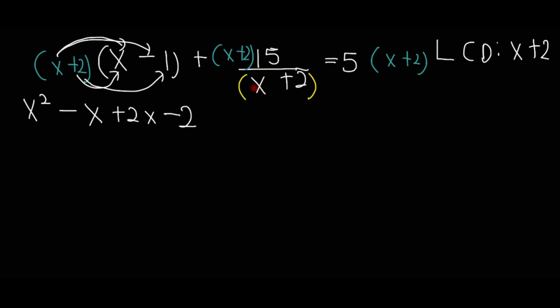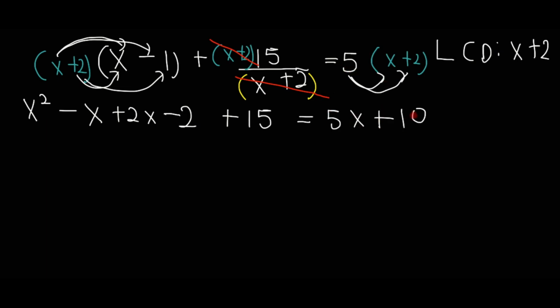And then as for this one, x plus 2 and x plus 2 do cancel. So this means we are left with 15. And then on this side, 5 times x, and then 5 times 2. So 5 times x is 5x, and then 5 times 2 is positive 10.